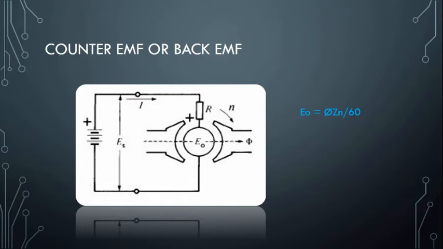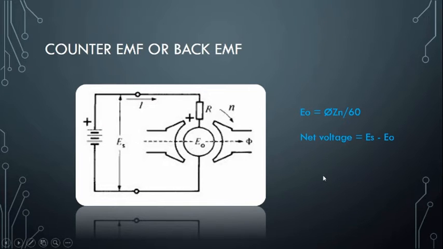Now as we have seen, there are two EMFs in the DC motor. First is ES, that is the supply voltage, and second is E0. If there are two quantities, there should be a net quantity, and to get the net voltage, we have net voltage equals ES minus E0. This is the net voltage available in the DC motor. Remember this.